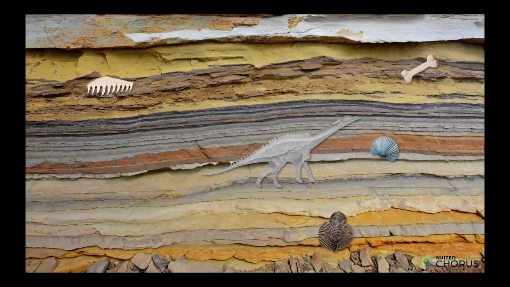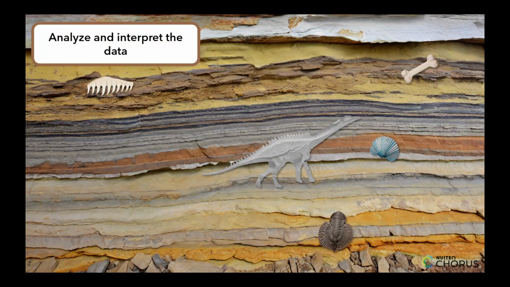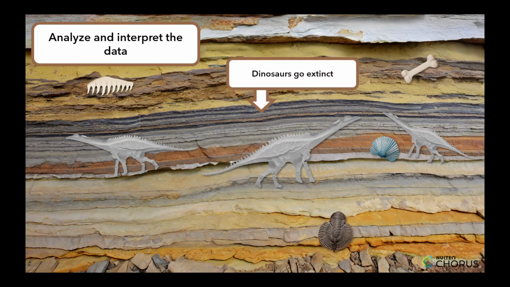Now that you have your fossils and know their ages, you can start to analyze and interpret the data. This means you would have to look at the fossils you have collected and look for patterns. For example, you might notice that there are a lot of fossils of a certain type of animal that lived a long time ago, but no fossils of that animal found in younger rocks. This might mean that this animal went extinct.